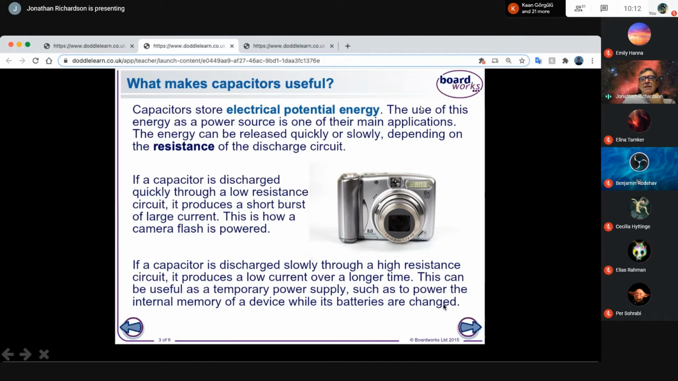Can anybody suggest any other uses of capacitors? Just something that you think might be useful? Any suggestions? I did give you a suggestion yesterday, which stores a vast amount of charge and releases that instantaneously.